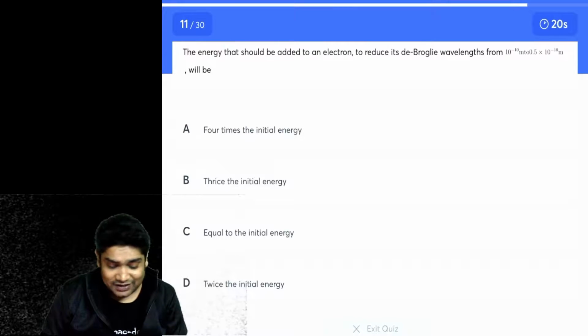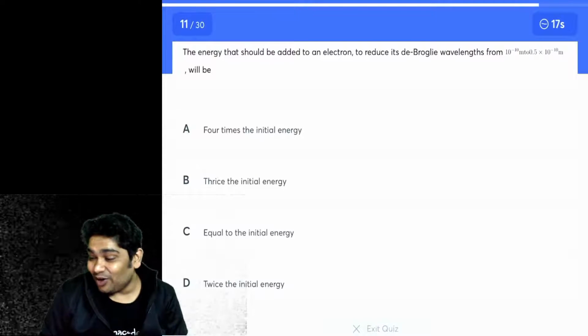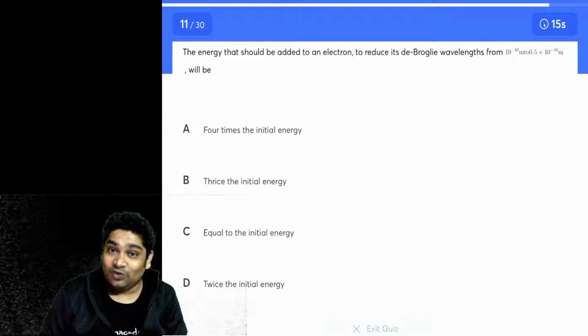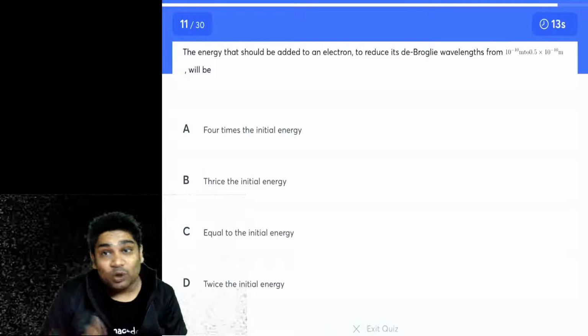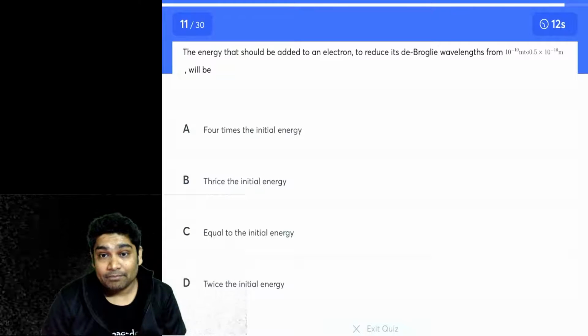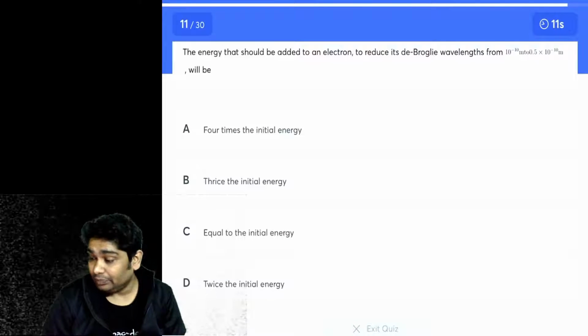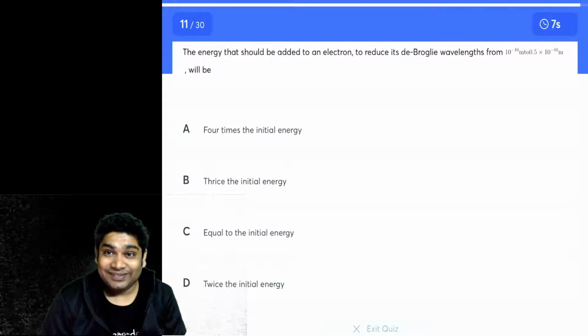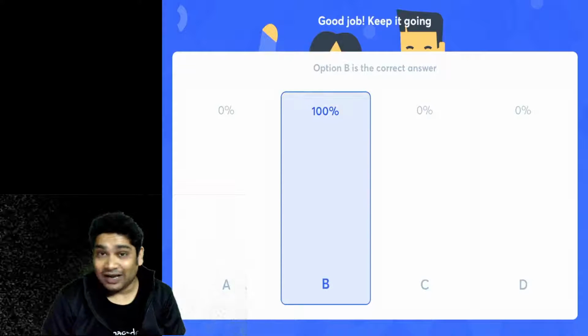Now this again should be easy. The de-Broglie wavelength needs to become half. So what will happen to the energy? How much more energy would be required? Remember the relation between momentum and de-Broglie wavelength, and then the relation between momentum and energy.